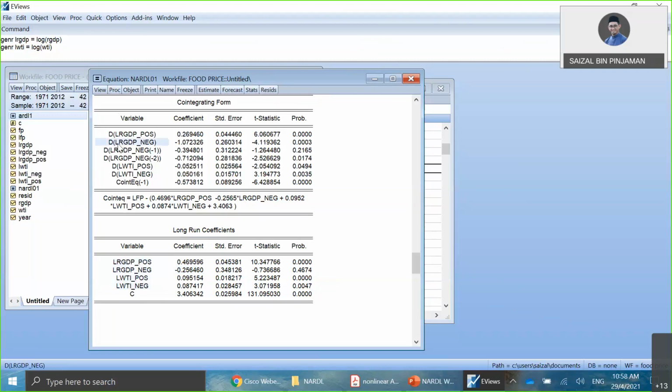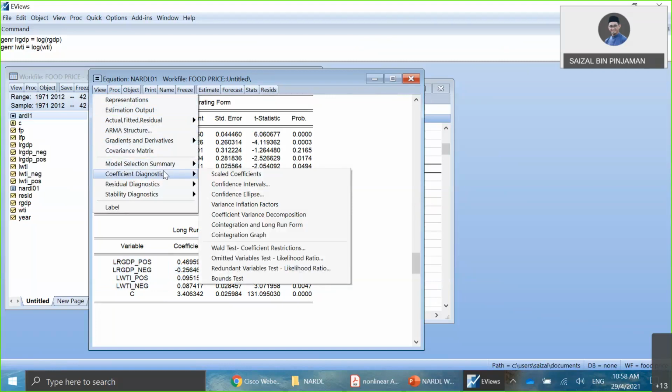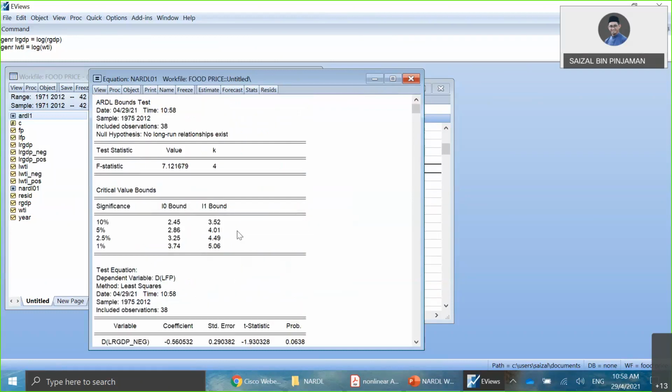In order to run the bound test, click View, then click coefficient diagnostic and check bound test. In the bound test, identify the value of the F statistic. Here you can see that the value of the F statistic is 7.12169. Okay, so this is the value of the F statistic.